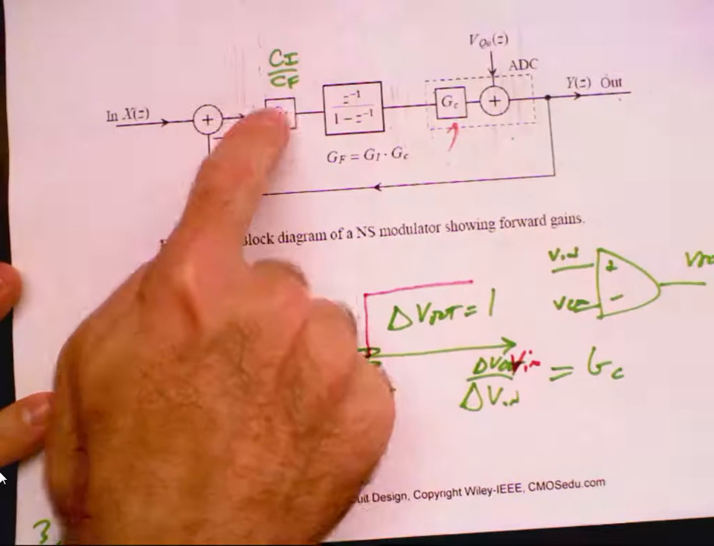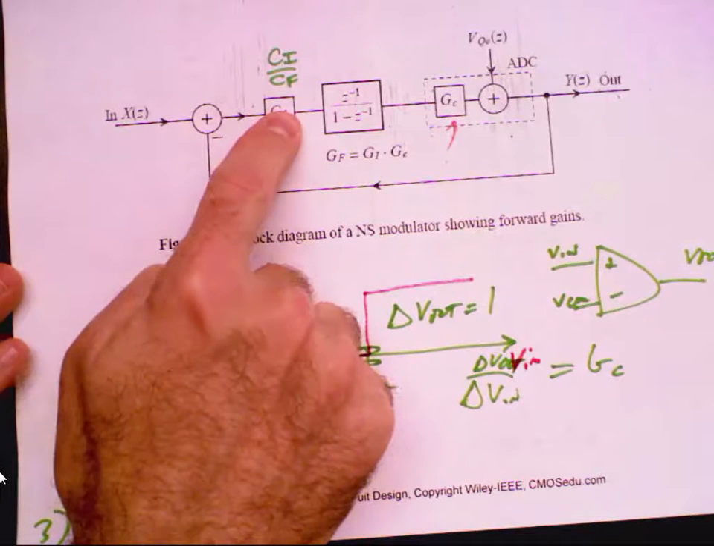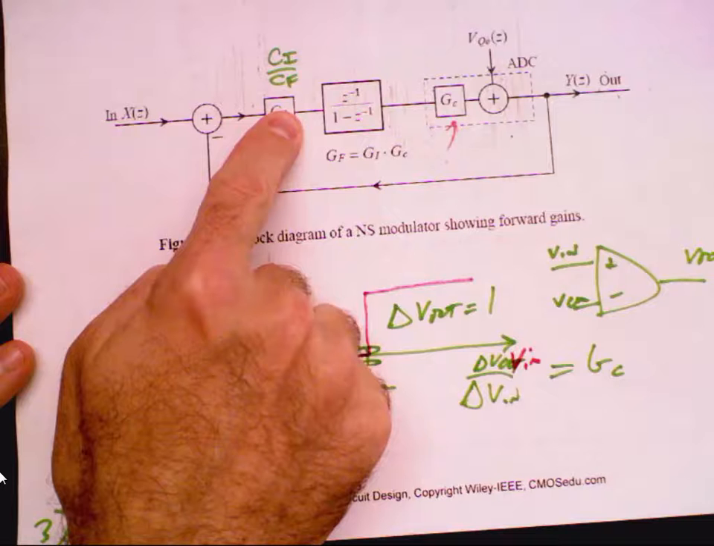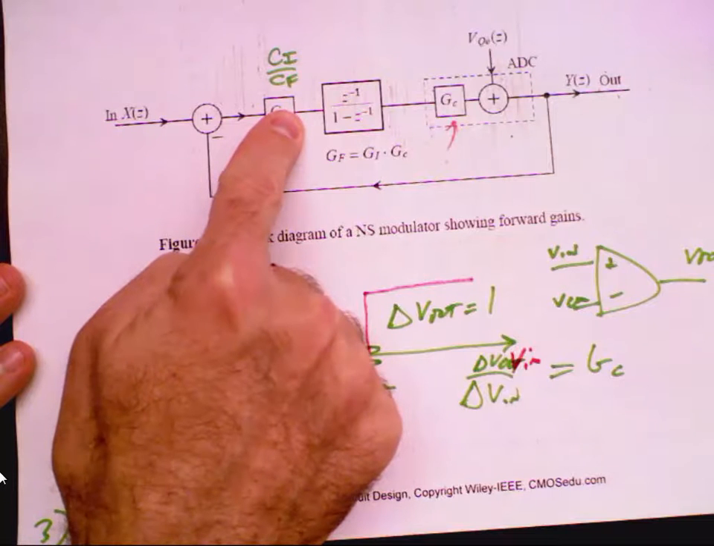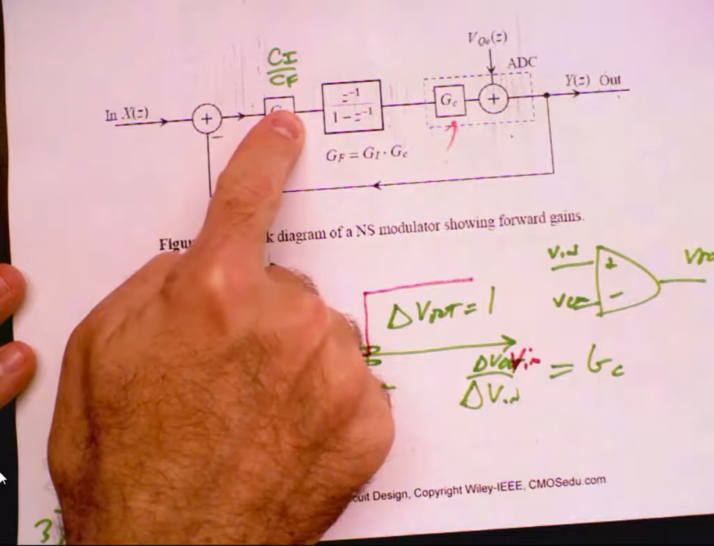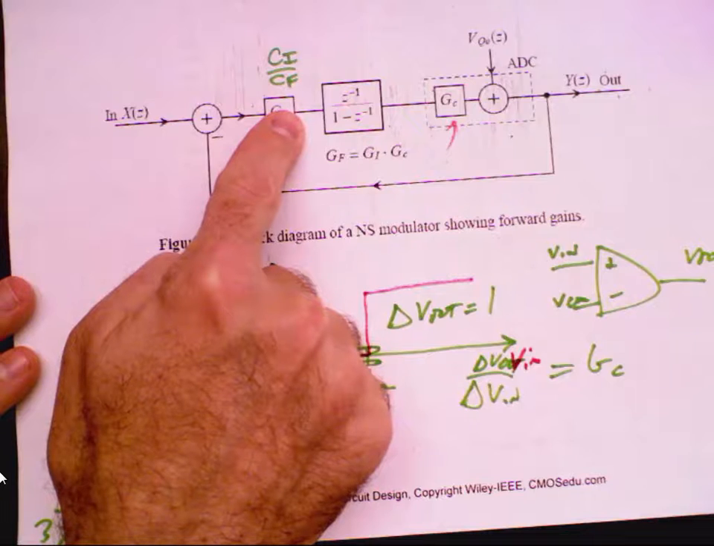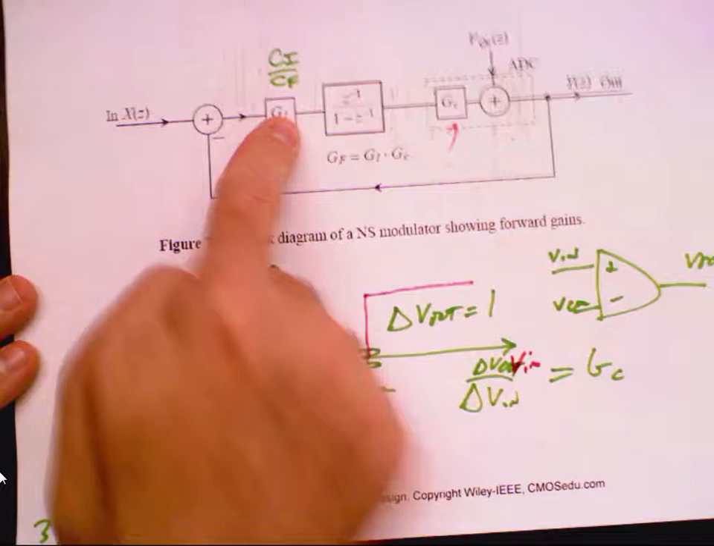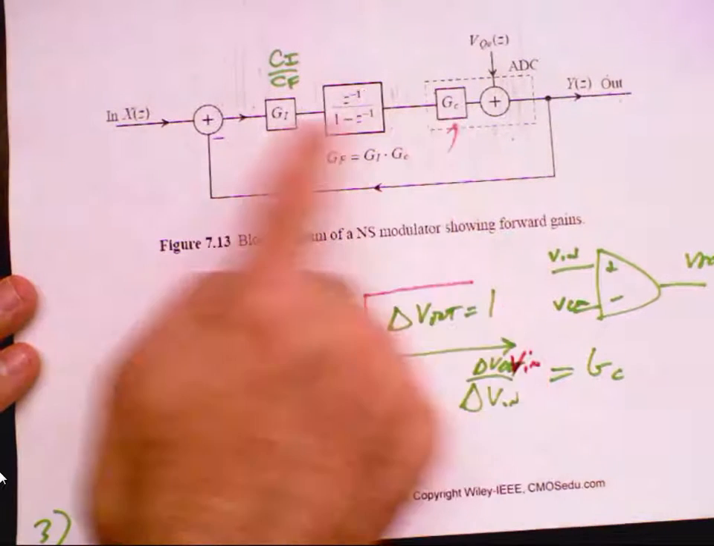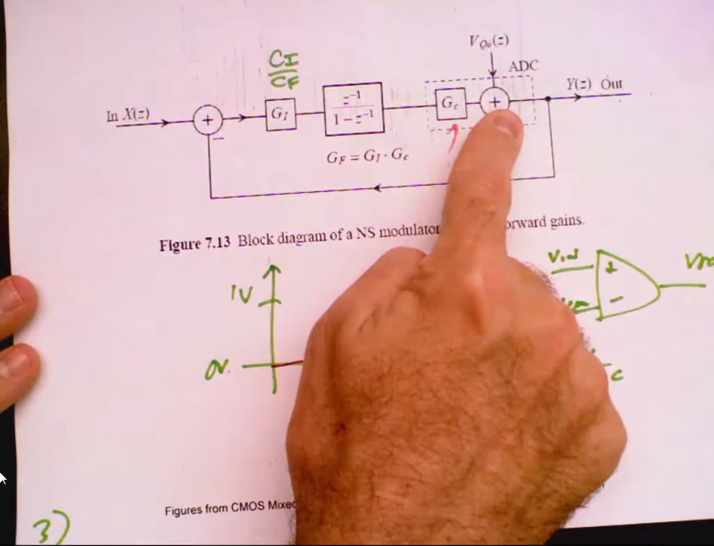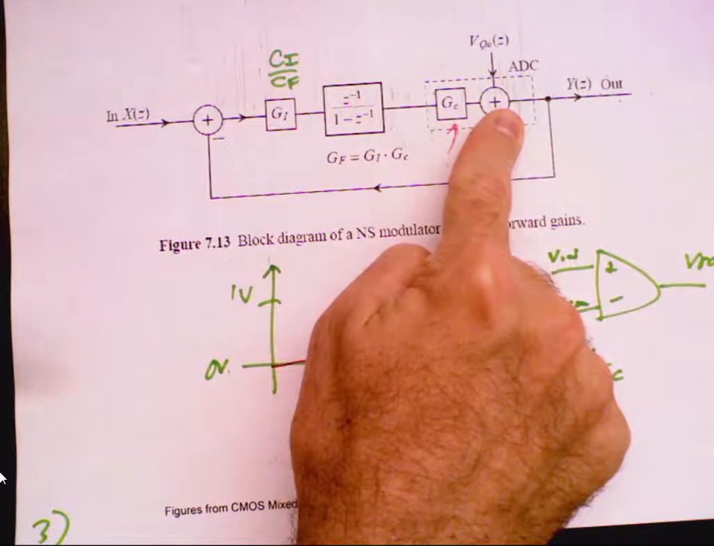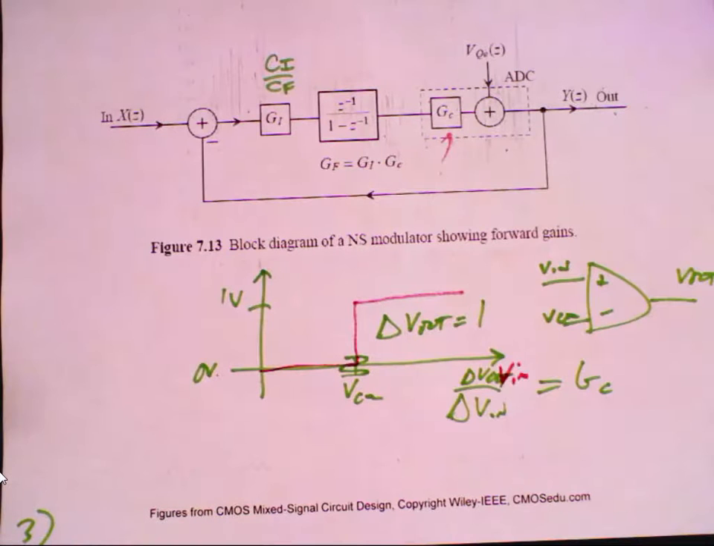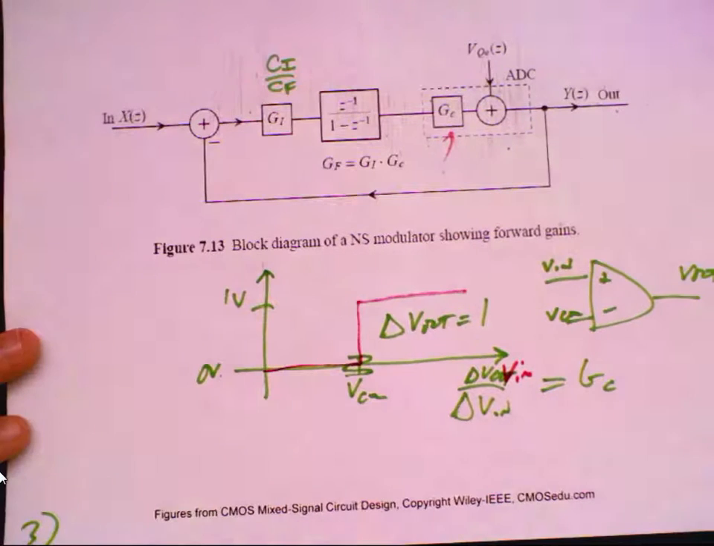I asked this last time too. What's the problem with making the gain of the integrator really small? Well, GC has to grow, which means the comparator needs to be better. It needs to be able to resolve smaller signals and perform better. Okay, we'll quantitatively discuss that later today, I think.